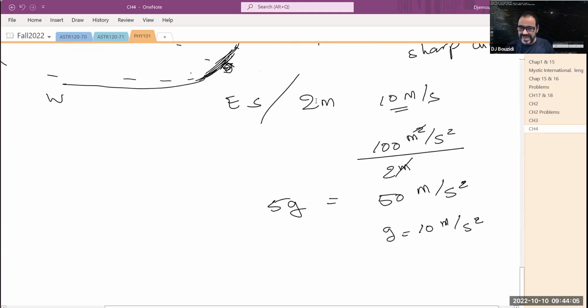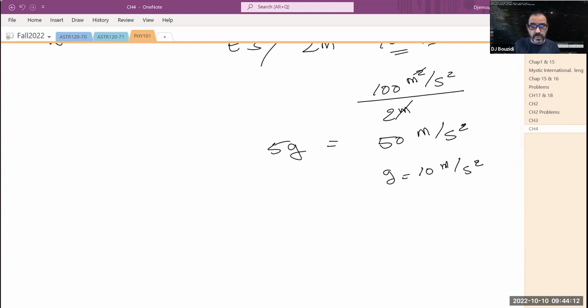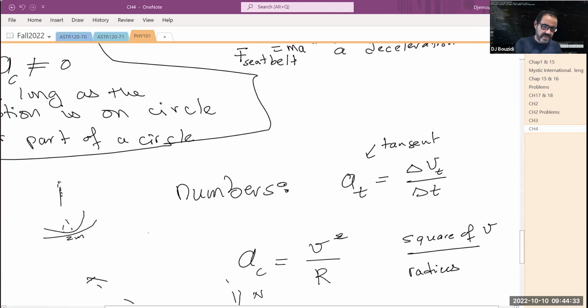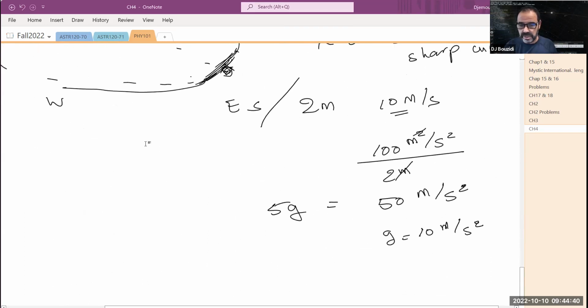But what if the curve is smaller than that? Let's say the curve is not 2 meters but 1 meter. So if we go on a curve where instead of a radius of 2 meters, we're going on a curve with half that radius, so this is 1 meter. If it's 1 meter, the curve is sharper. So in this case, how much acceleration are we talking about?